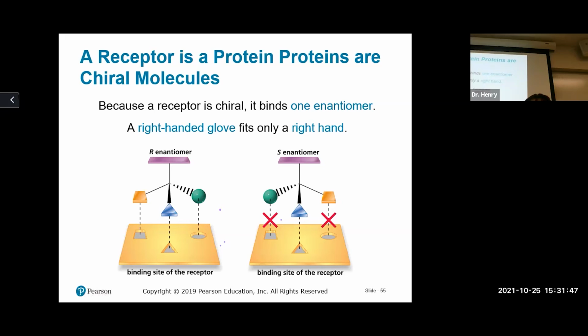Because over here is a circle, right? This represents the binding site of the receptor. Over here is a circle. This one is a triangle. This one is a square. If we have the S enantiomer, we switch this. It won't be able to bind. And receptors use this quite a bit in terms of selectivity.